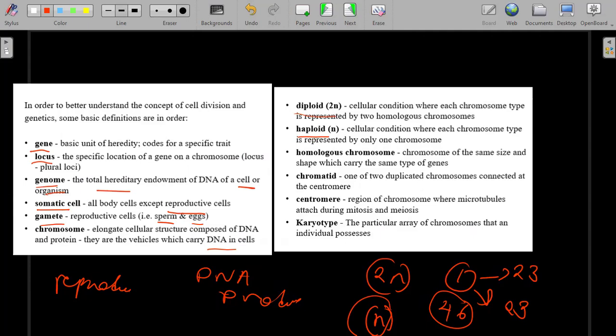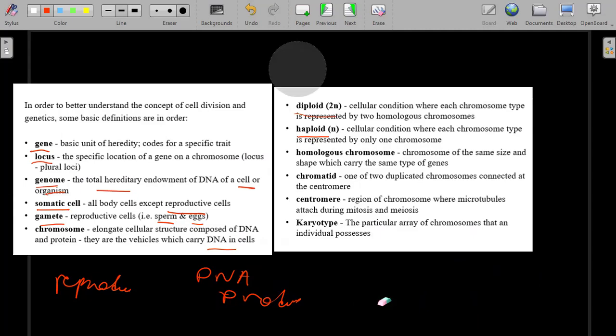Okay, you also need to understand what homologous chromosomes are. When we talk about homologous chromosomes, we mean chromosomes of the same size and shape, which carry the same type of genes. So these are chromosomes of the same type, same size and shape, and they carry the same type of genes.